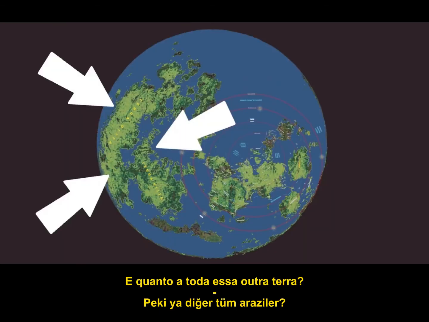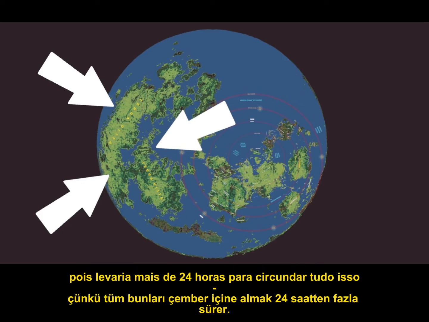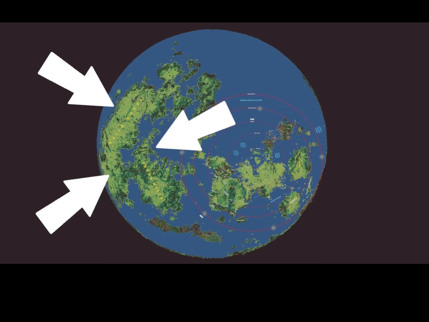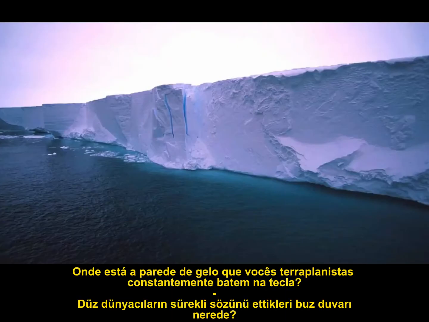And what about all this other land? The sun and moon cannot journey above all of this land, as it would take more than 24 hours to circle all of this, and we know the paths of the sun and moon. And the big one, the one you've been desperate to ask about since uncovering the only map we have. Where is the ice wall that you flat earthers constantly bang on about?